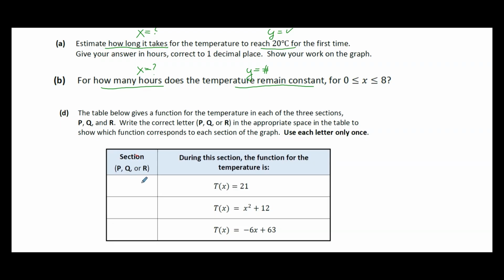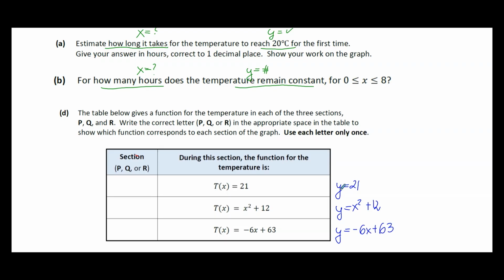So which section in the appropriate space in the table shows which function corresponds to each section on the graph. Use each letter only once. Okay, so we need to understand what we are looking at and connect it with the graph. So that's why that knowledge between the function and the graph is important. Don't forget that each one of them can be written as y equals, and then y equals here, and then y equals minus 6x plus 63.